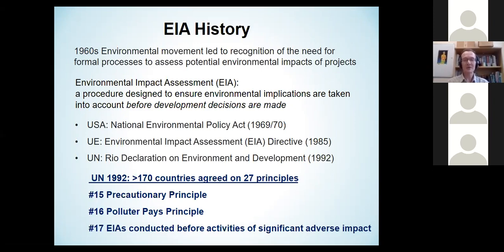So there'll be some kind of national framework in place, and you can check out the local regulations that control that. But anyway, as part of this Rio Declaration of 1992, there were 27 principles that were agreed upon. They're very wide ranging, but the ones that relate mostly to environmental impact assessments were number 15, which is the precautionary principle.